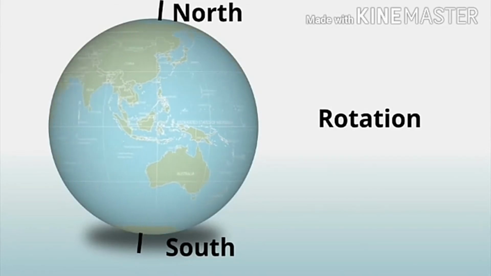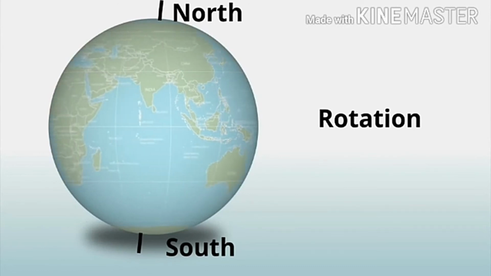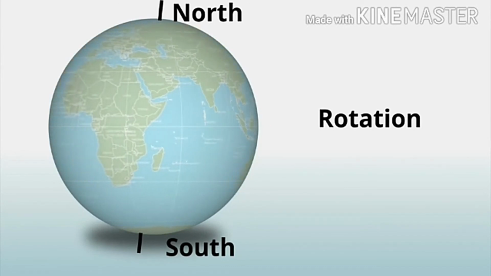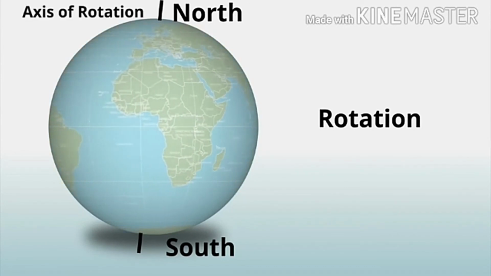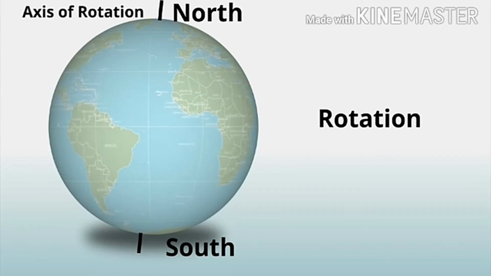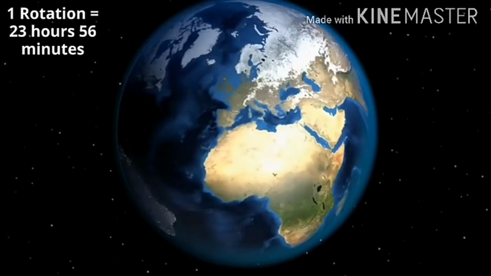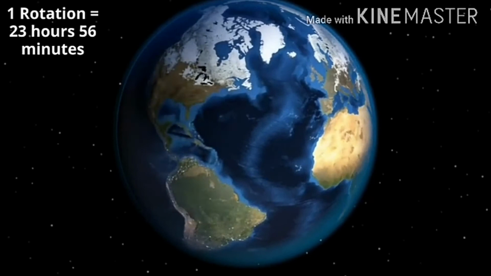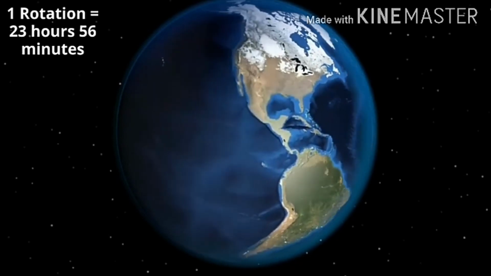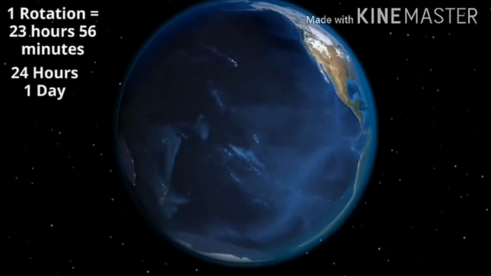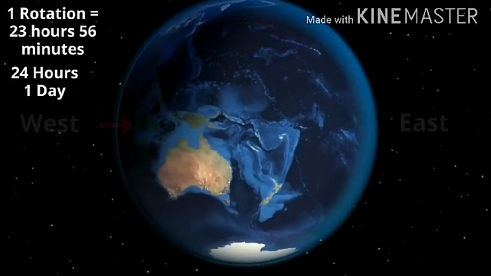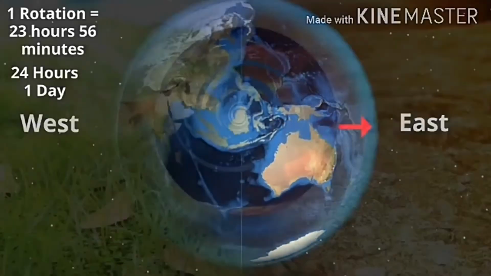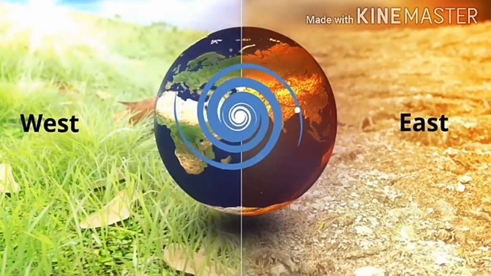First, rotation. The Earth rotates on its own axis. This is the spinning motion on its own axis. The Earth rotates on an imaginary line which is drawn from the North Pole to the South Pole. It takes the Earth 24 hours to complete a rotation, that is 1 day, and the Earth rotates from the west to the east.